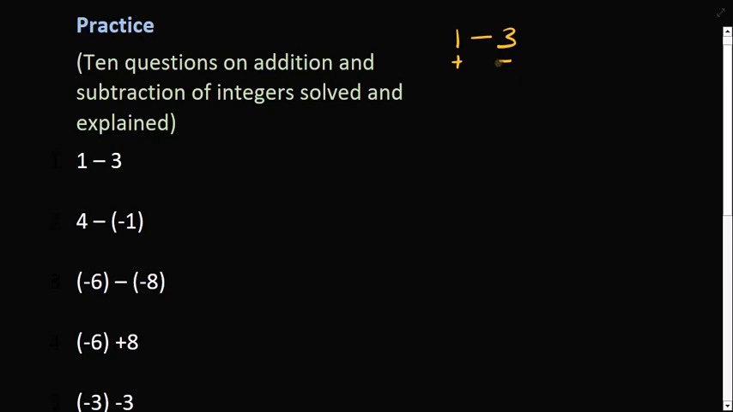Now we know the signs are different. What do we do? We subtract, and we always have to subtract using the bigger number. So 3 minus 1 is 2, but we'll have to keep the sign of the bigger number, which is minus here, because 3 is the bigger number. Therefore, our final answer here is negative 2, which is the same as minus 2.